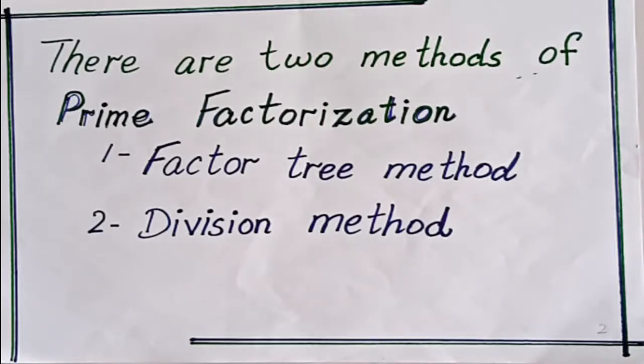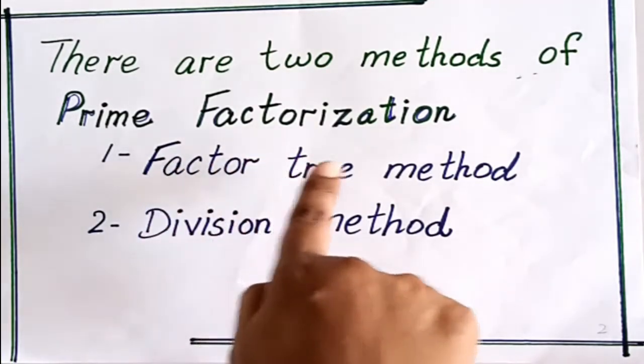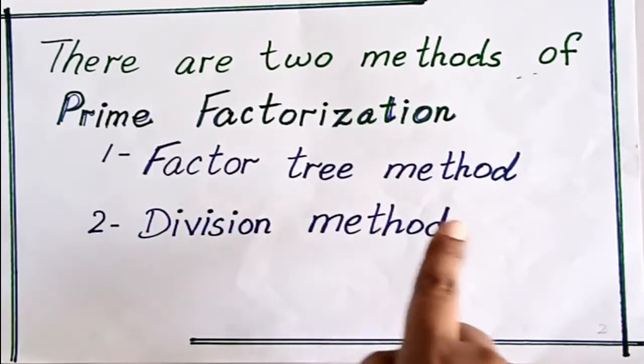Students, here I will tell you that there are two methods of prime factorization. Method number one is the factor tree method, and method number two is the division method.